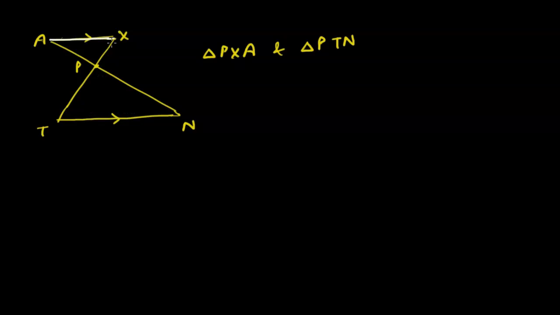When these two lines are parallel, this forms a very clear Z pattern. As this forms the Z pattern, the angles within the interior of the Z pattern are called alternate angles, and when the lines are parallel, these alternate angles are equal. Therefore, we have angle AXT equal to angle XTN.